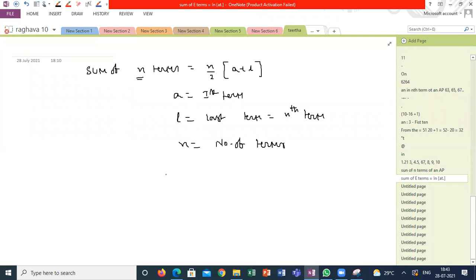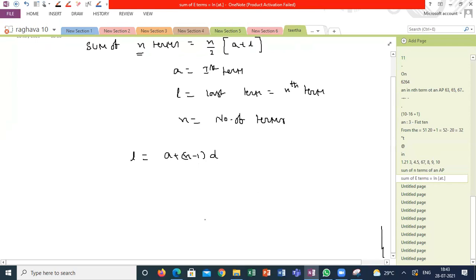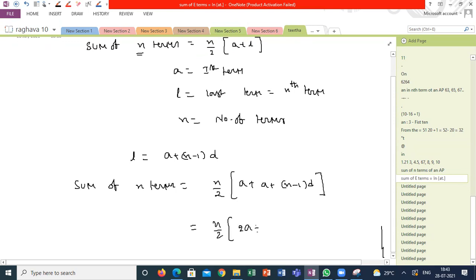With the help of the previous exercise, L can be written as A plus n minus 1 into D. Will you agree with me, guys? Everyone? If D is the common difference. So if I substitute this in the above formula, another form of the sum of n terms is n by 2 into A plus n minus 1 into D. This can be written as n by 2 into 2A plus n minus 1 into D.